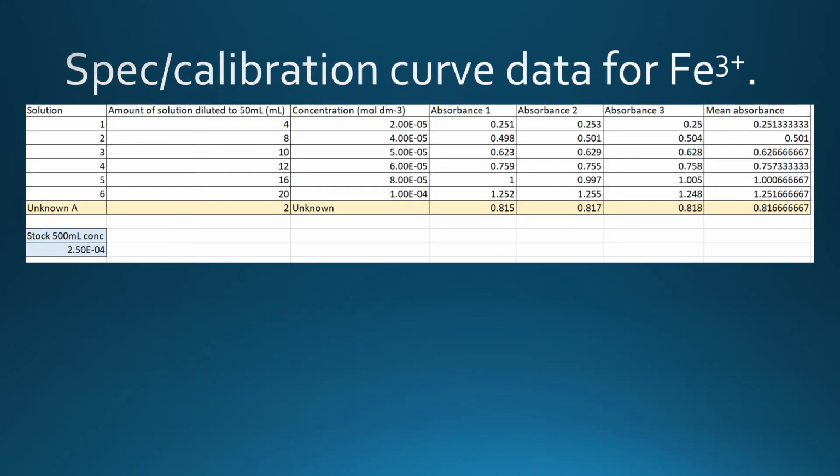So next is the calculation for working out the concentration of the iron ions in this solution. This is a similar technique to what I discussed at the beginning with nitrate spectroscopy. However, for this it's iron spectroscopy. So it's the same thing where we have a big stock solution which is diluted several times. We work out the concentration of these dilutions and we record the absorbances.